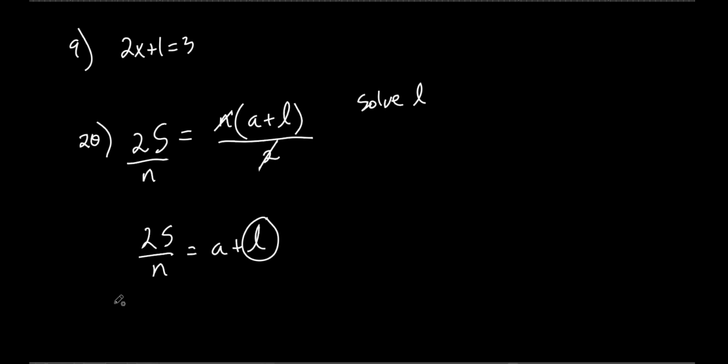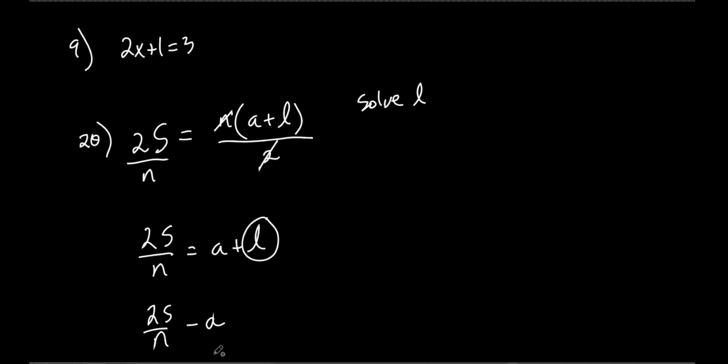Now here's where the problem occurred for some people. I'm going to rewrite that 2s over n. And if I subtract an A, I don't put it on the top. This is completely by itself.